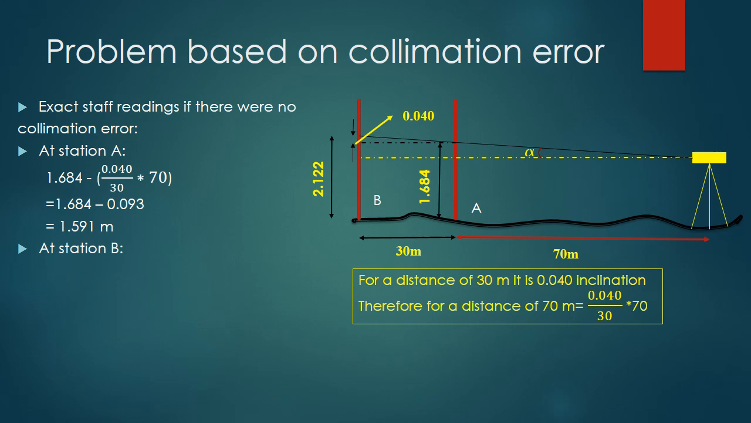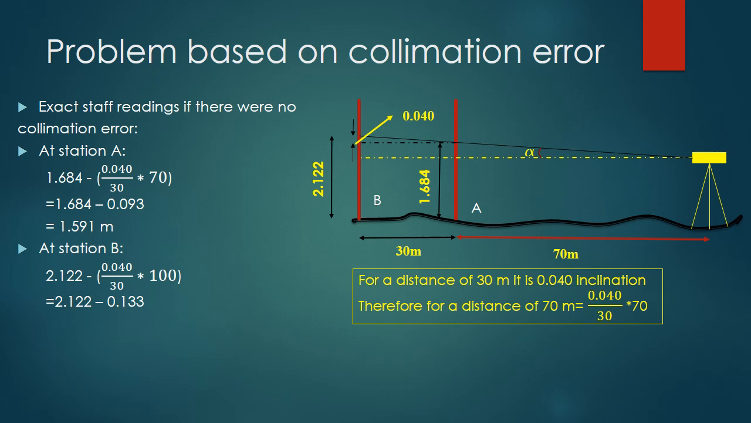Now at station B, the value for the staff was around 2.122 and the distance where we are measuring was around 100 meters. Now for a distance of 100 meters, how much should be the amount of error when we are sighting from the instrument to the staff held at B? So 2.122 minus 0.040 divided by 30, and again it is for a distance of 100 meters, that is between the station and the instrument.